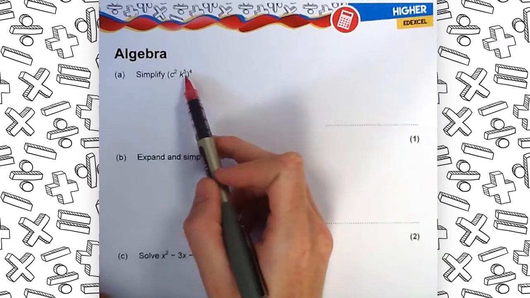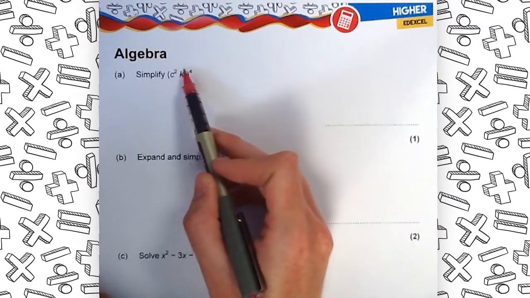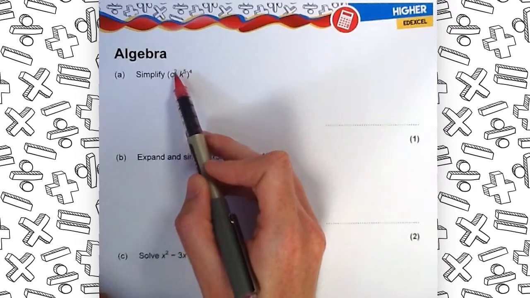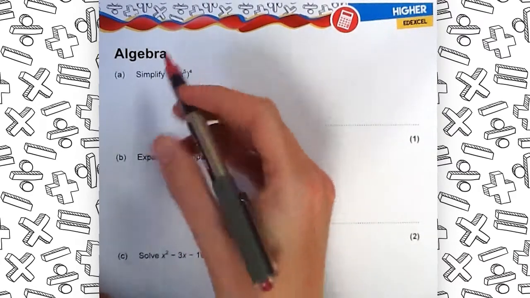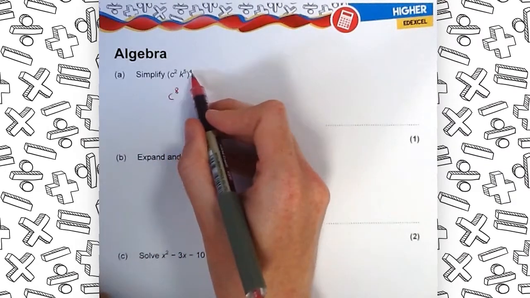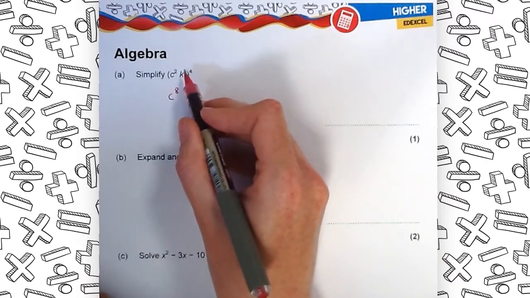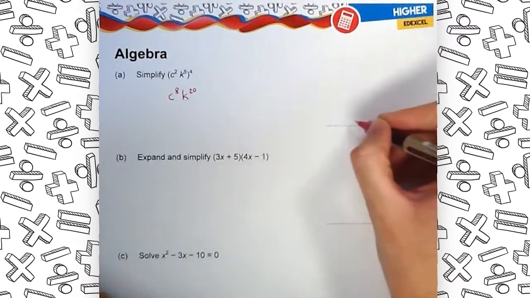Okay, when we are multiplying out brackets with powers, we can just multiply these powers here. So I have c squared to the power of 4, multiply the powers, gives me c to the power 8. I can do the same thing here with the powers of k, so k to the power 5 multiplied by 4 gives me k to the power 20, and this is our answer.